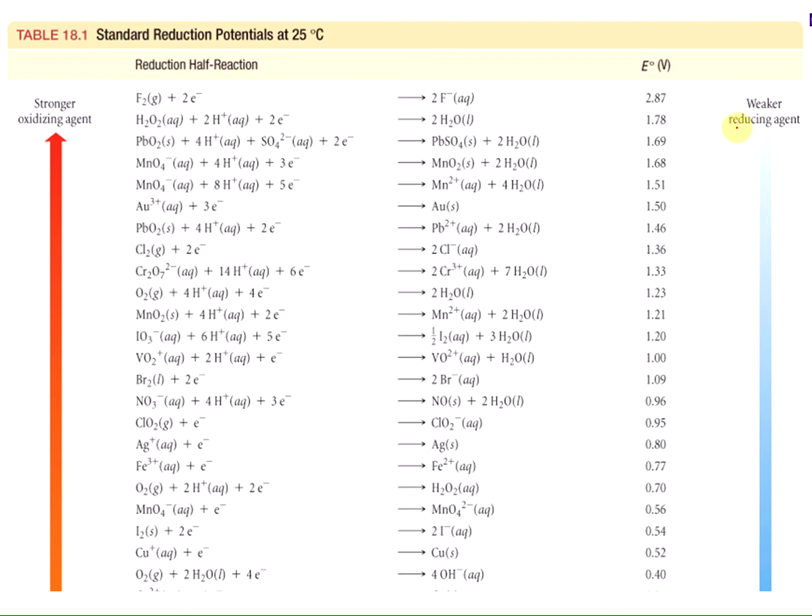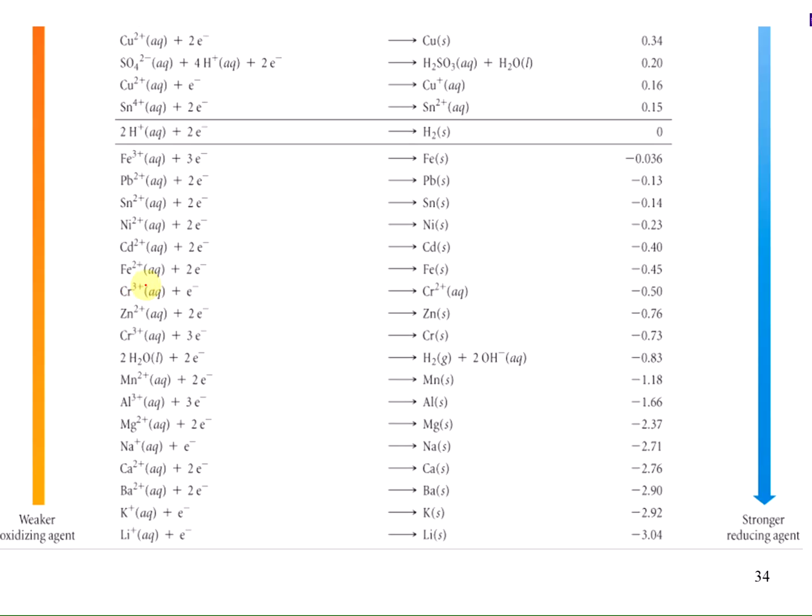Now over here you have the weakest reducing agents. So the F minus is a bad reducing agent. It's not going to want to go in the reverse direction. But the F2 is a very strong oxidizing agent. As we go down the table and see here's the hydrogen, so that's our 0 point that we defined. Something like lithium ion is a very weak oxidizing agent, but lithium metal is a very strong reducing agent because it wants to go in the opposite direction.